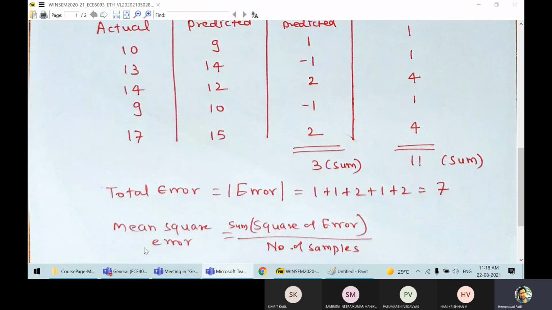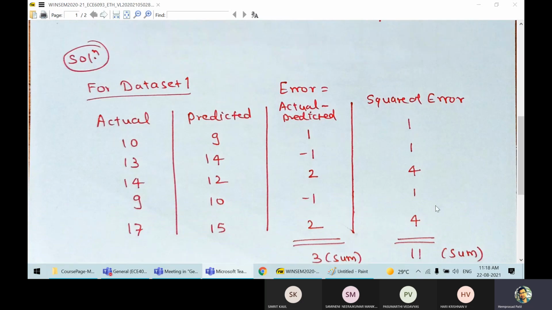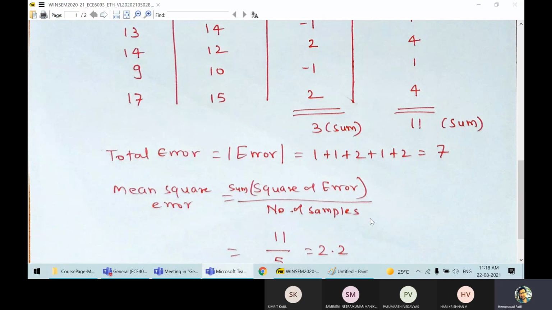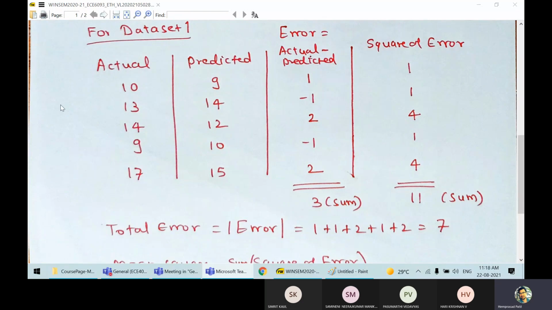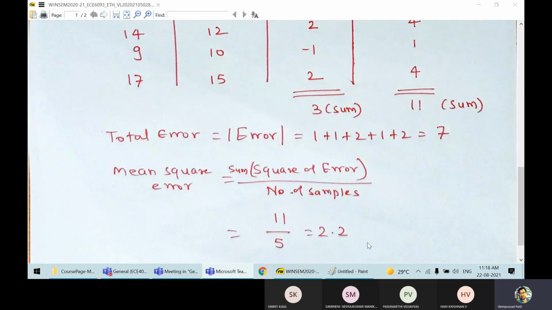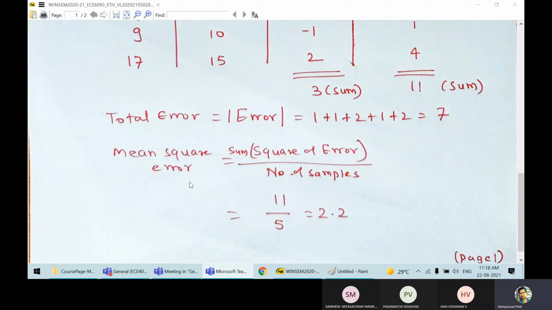Next is find mean square error. So that is sum of square of error divided by number of samples. So sum of square of error is 11. We have calculated this. Divided by number of samples. How many samples are there? 1, 2, 3, 4, 5. 5 samples are there. So 11 divided by 5. Answer is 2.2. So this is the solution for data set 1.